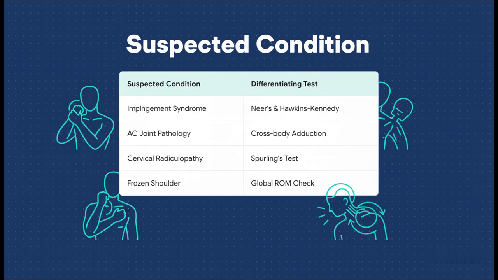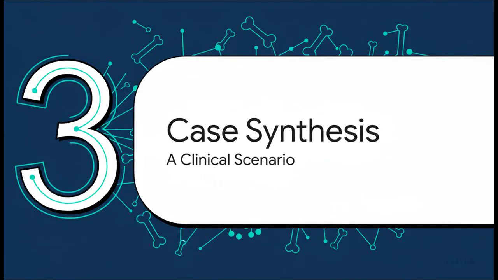Is it referred pain from the neck? Never forget the neck. Perform Sperling's test. And as we mentioned, could it be a frozen shoulder? Check for a global restriction of both active and passive range of motion. Never skip these steps. All right, we've gathered our data from the history and examination.